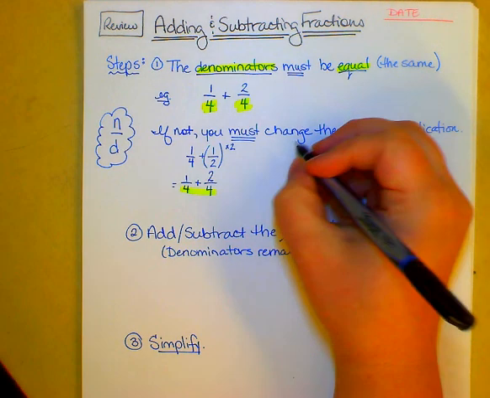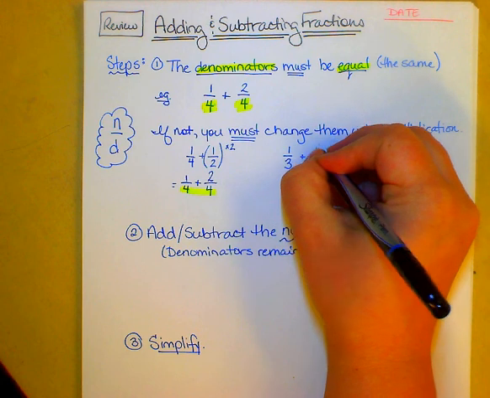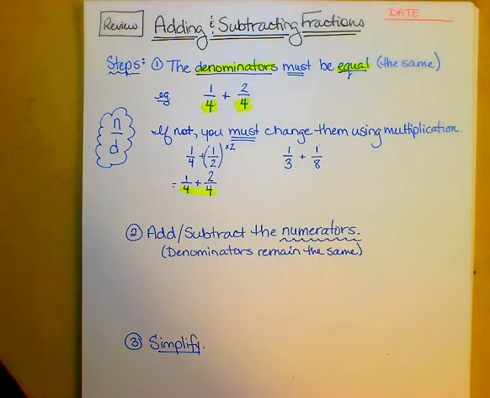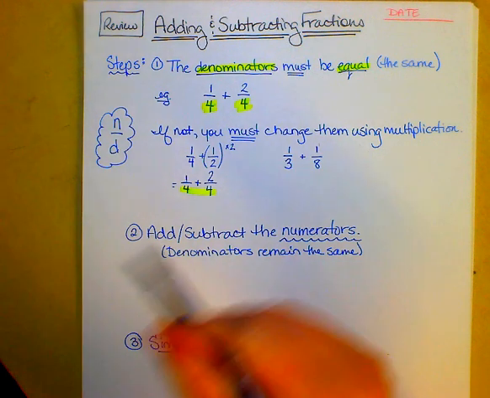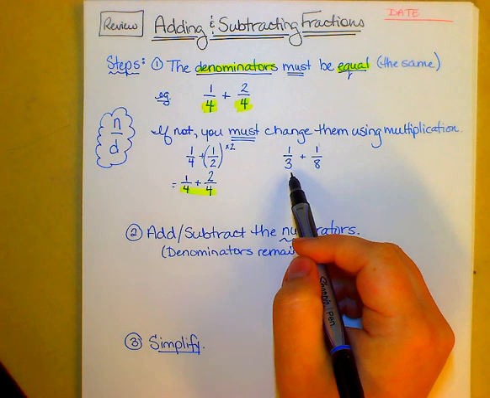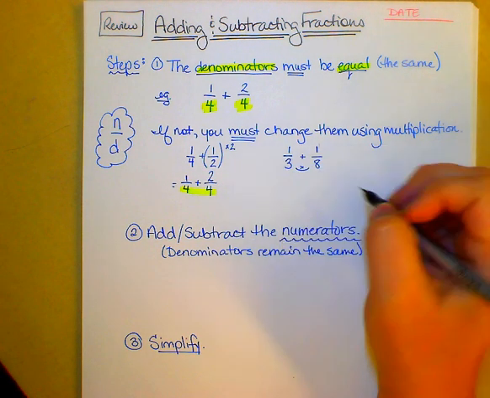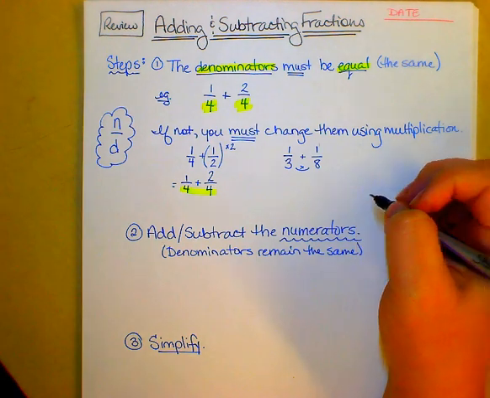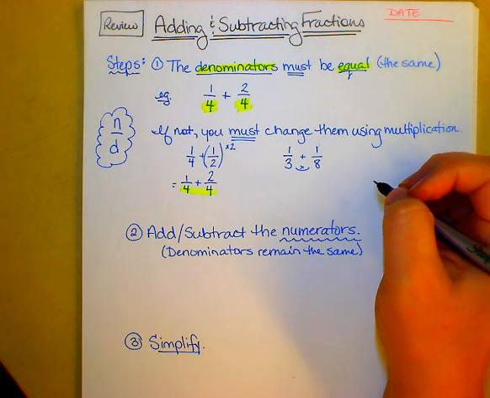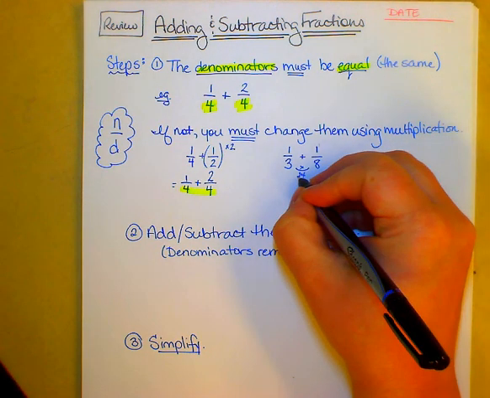Sometimes you will have denominators that do not work out quite so easily. So if I have, for instance, 1/3 plus 1/8. Well, 3 doesn't go into 8 and 8 doesn't go into 3. But I still have to find a common multiple of these. The easiest thing to do is to multiply these two denominators together to figure out what my common denominator is going to be. In this case, 3 times 8 gives me 24.